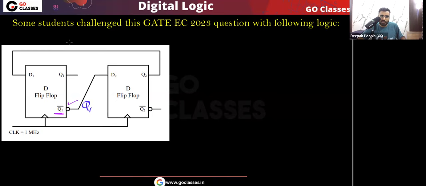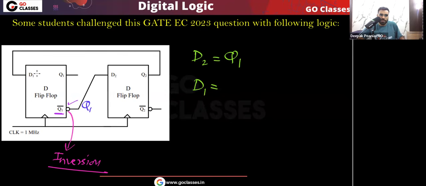Students challenged it, and this challenge was accepted. They considered the bubble as an inversion. Already Q1 complement is written, and then the bubble is considered an inversion, so Q1 complement followed by inversion will become Q1. Basically, with this logic, D2 is equal to Q1. So you can see what will happen: D2 will become Q1, and D1 will be the same as Q2.